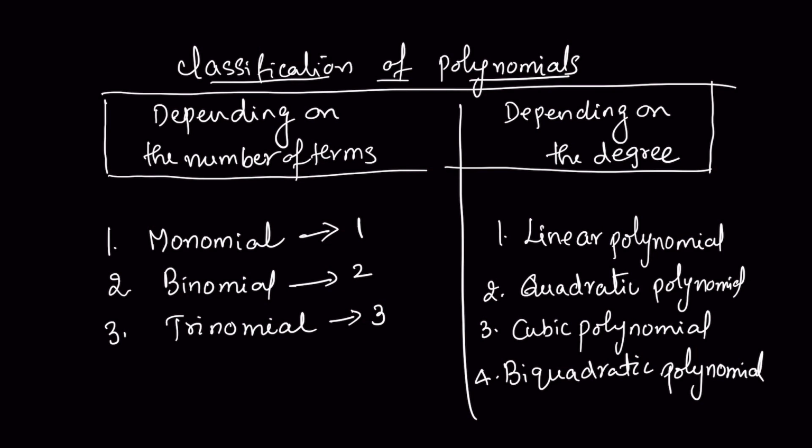Next, depending on the degree, first one is linear polynomial. If the degree of the polynomial is 1, then it is called a linear polynomial. If the degree of the polynomial is 2, it is called a quadratic polynomial. If the degree of the polynomial is 3, then it is called a cubic polynomial. If the degree of the polynomial is 4, then it is called a biquadratic polynomial.